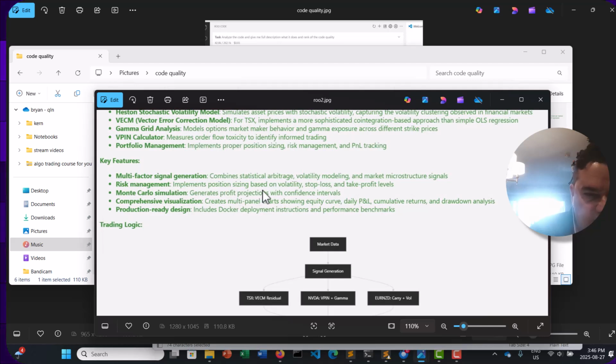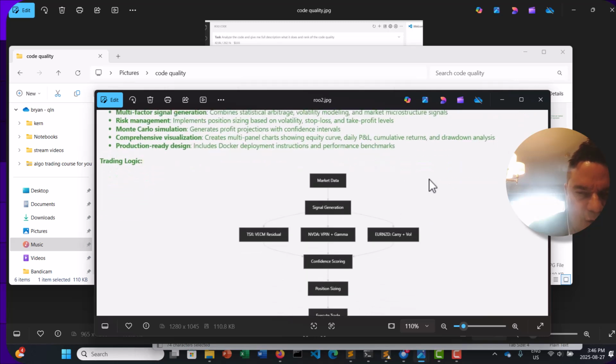Risk management implements position sizing based on volatility, stop loss, and take profit levels. Monte Carlo simulation generates a profit projection with confidence interval. Comprehensive visualization, multi-panel charts using equity curve. That's not true, multi-panel. Equity curve, P&L, cumulative return, and drawdown analysis. Production ready. Docker deployment instructions and performance benchmarks.